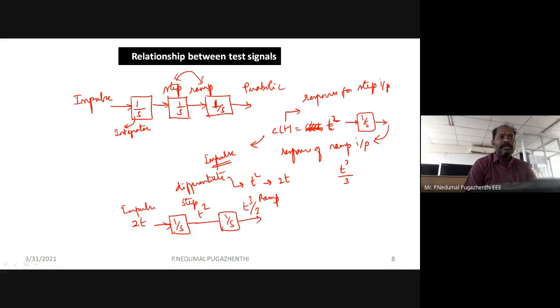So the beautiful relationship between these 4 signals makes my analysis simple. If I have one response with me, I can do either an integration or a differentiation to get the other based on my requirement. Got the point here?